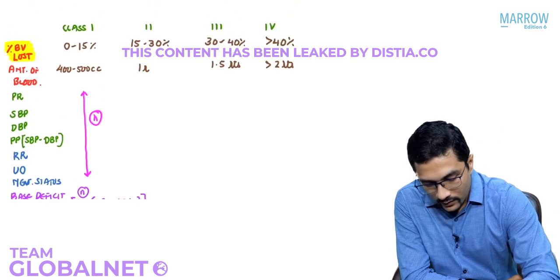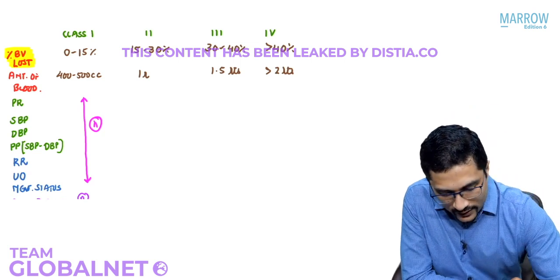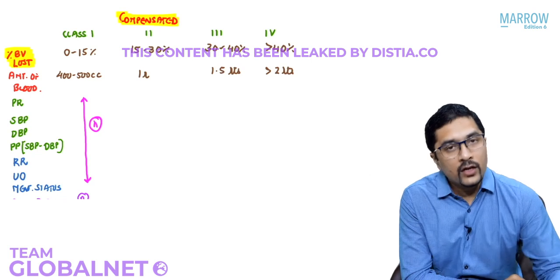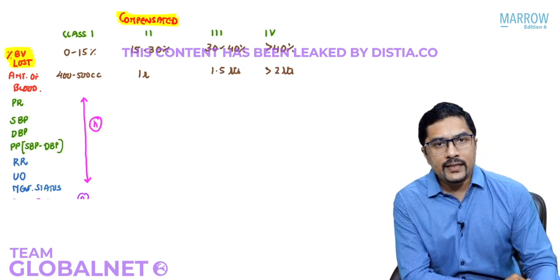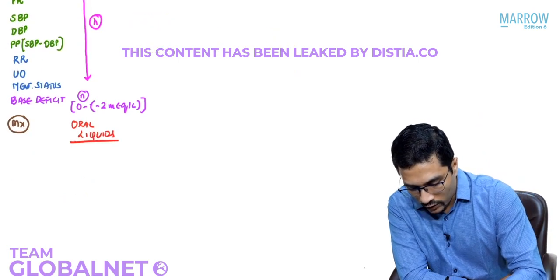Okay. Let's talk about class 2 shock now. Now, class 2 shock is known as the compensated phase of hypovolemic shock. This is very important. This is the compensated phase of hypovolemic shock. Why are we saying it's the compensated phase? Let's look at the physiology of class 2 shock.